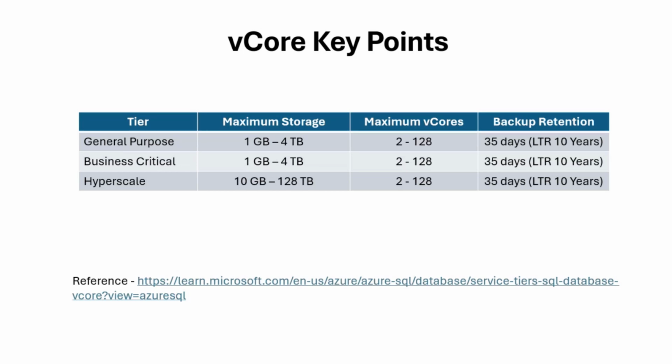And the second one is business critical. As the name indicates, you can go with this for business critical applications, right? Where you get storage from 1 GB to a maximum of 4 TB, and the number of vCores is from 2 to 128, and the backup retention is up to 35 days. And again, you can extend the long-term retention up to 10 years. Again, low latency applications like financial applications, right? For those kinds of applications, you can go with business critical.